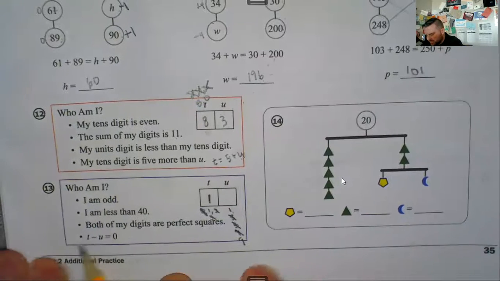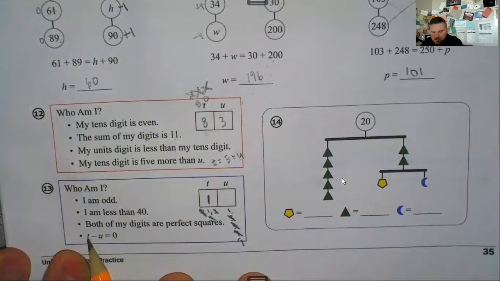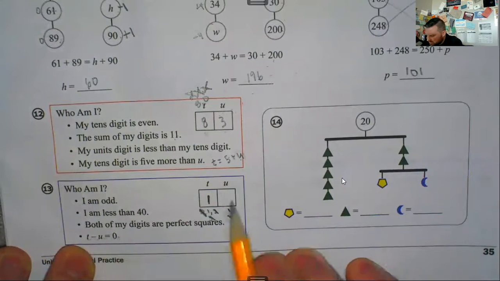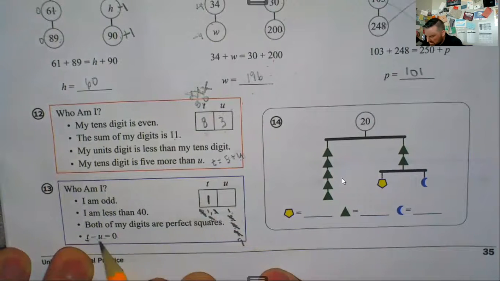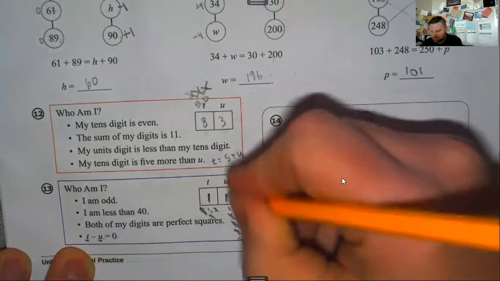So we'll use this fact. My tens digit minus my units digit is 0. That means that these numbers have to be the same. So if this is a 1, this is a 1 also.